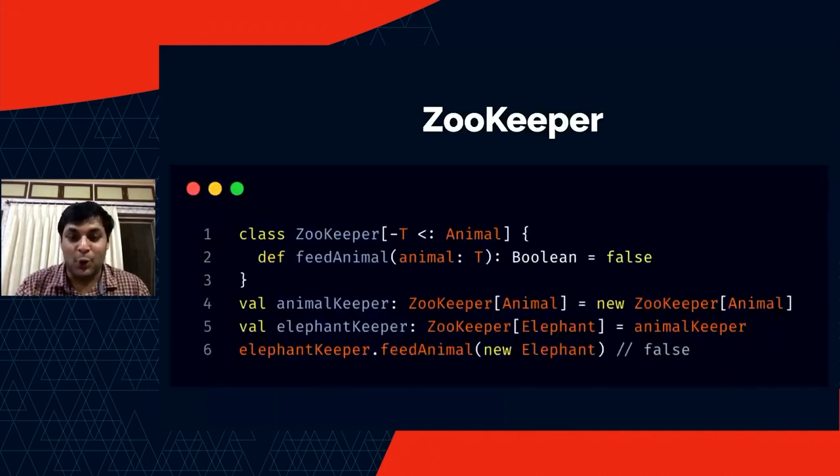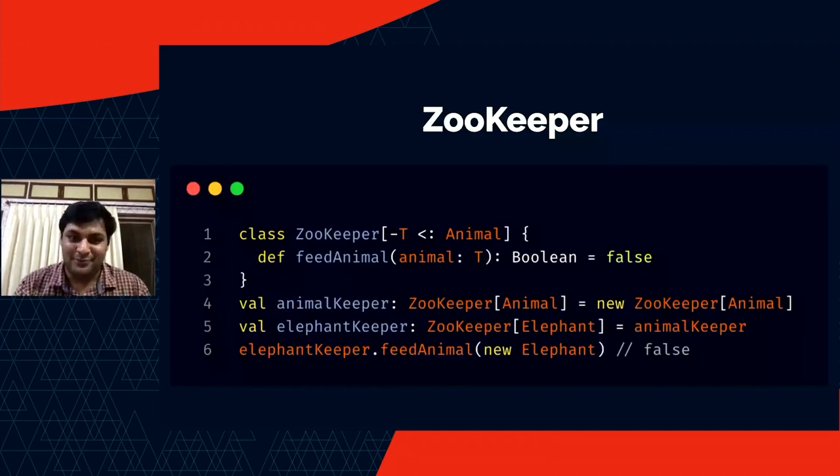So let's look into the code. We have this feedAnimal function which takes an Animal and returns Boolean. Since it's early in the morning, it is set to false because it's still preparing. So as we can see on line number 4, we have created an animal zookeeper. When we assign it to the elephant zookeeper, and when we pass this feedAnimal with the elephant, definitely we will get false early in the morning. It is working, isn't it? This is how contravariance modeling really works.